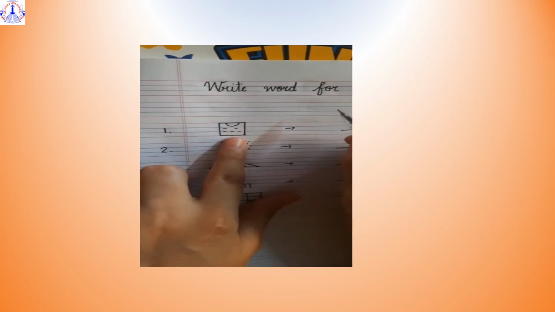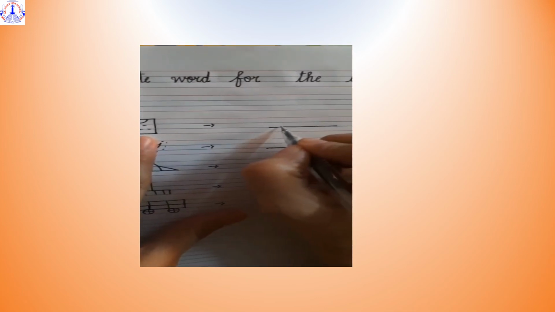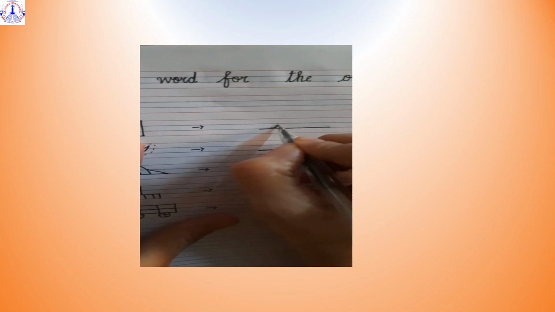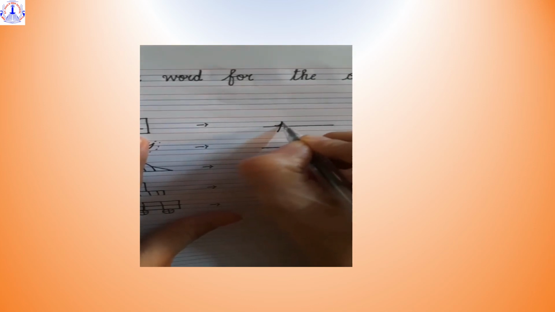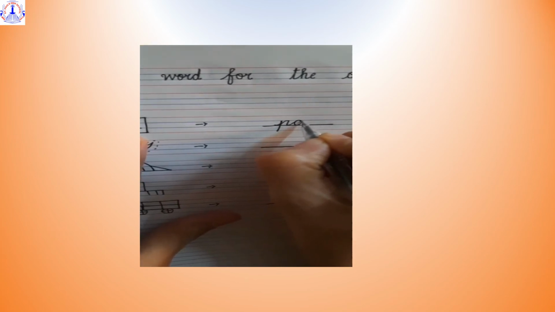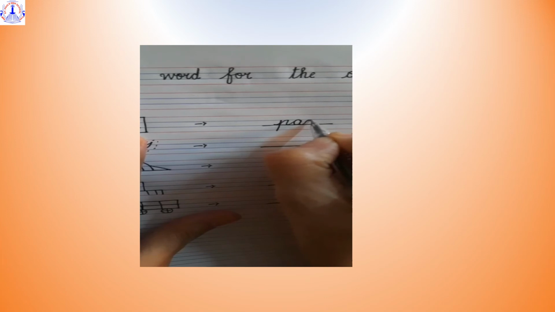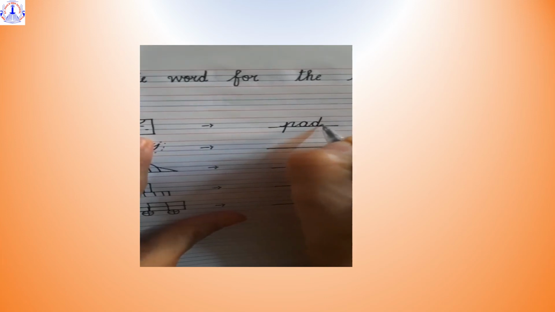Now which is the first object, children? This is pad. P-A-D, pad. So we will write small cursive P. Join and write A. Join and write D. P-A-D, pad.